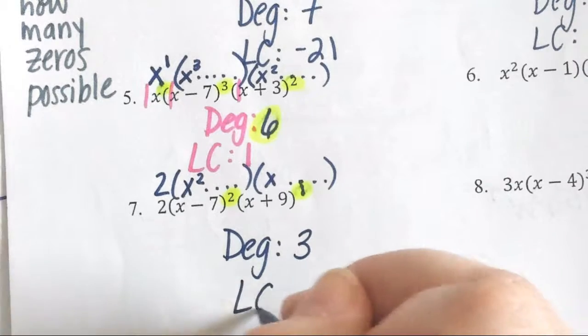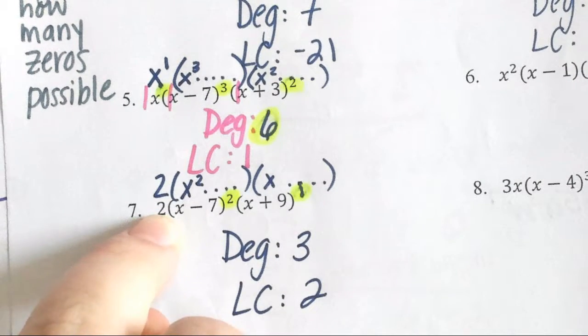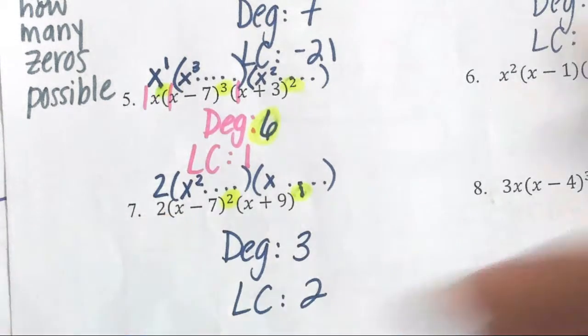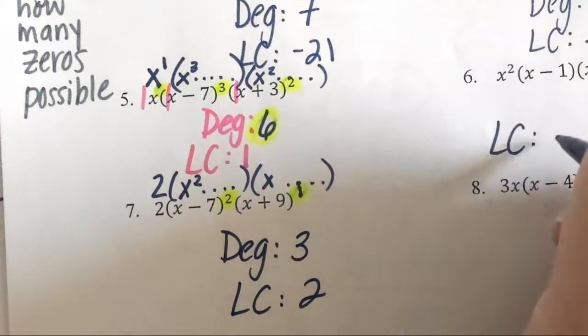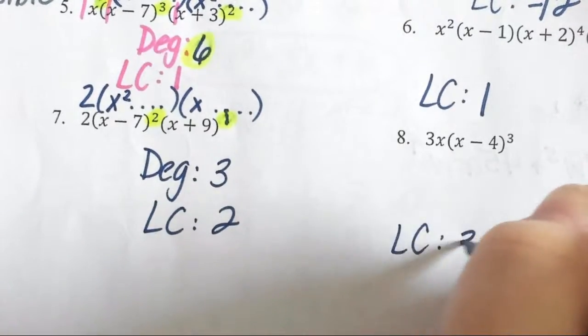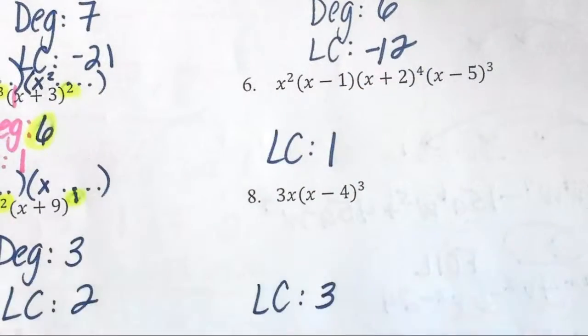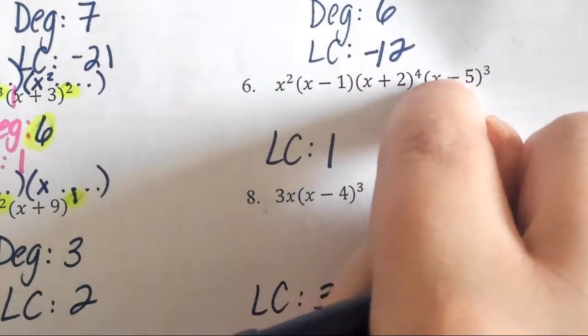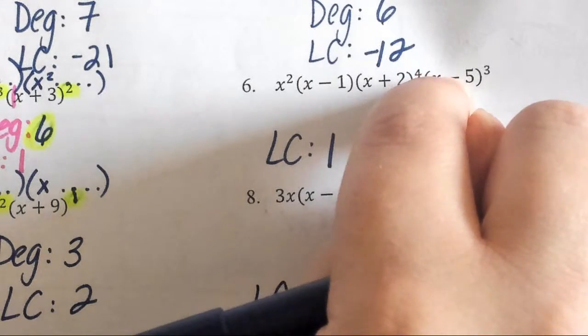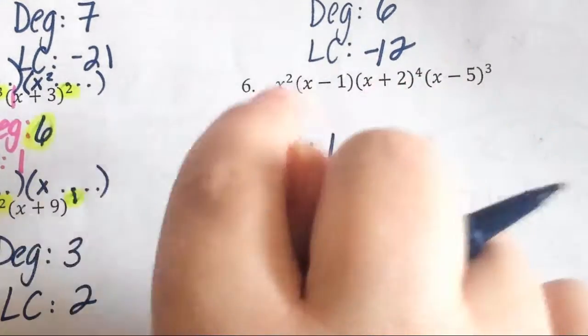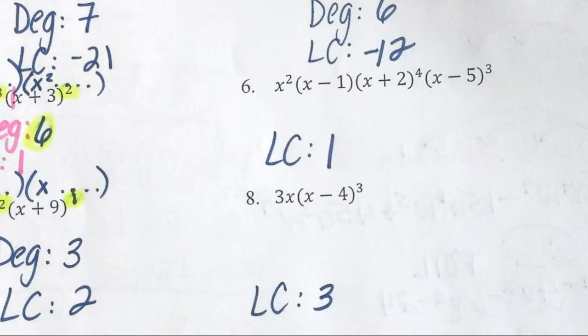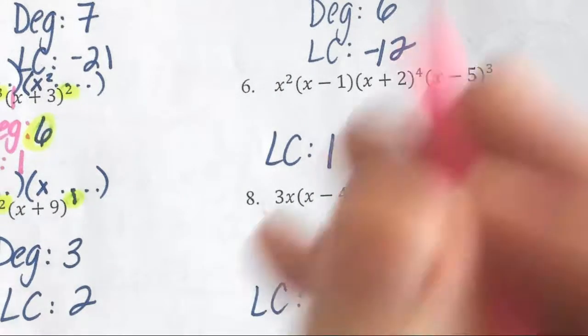I'm betting that leading coefficient is the 2. Just like I'm betting on number 6, the leading coefficient is a 1. And on number 8, what would I guess the leading coefficient is? A 3. Seriously, I'm just looking at what number is already out front, because otherwise 1x, 1x, 1x, 1x, no matter what, you're still just going to have 1x to some number. So no matter what, if there's no number out front, the leading coefficient is probably a 1.